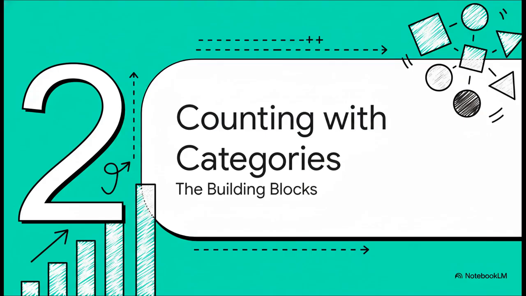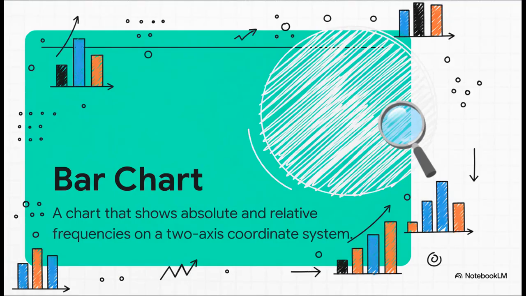Okay, so let's start with the absolute fundamentals. What are the basic building blocks that make a bar chart work? And it's hard to believe, but this is all it is. A bar chart uses these simple rectangular bars to show frequencies. Basically how many times something shows up in your data. It's really just a clean, simple way to visualize counts.